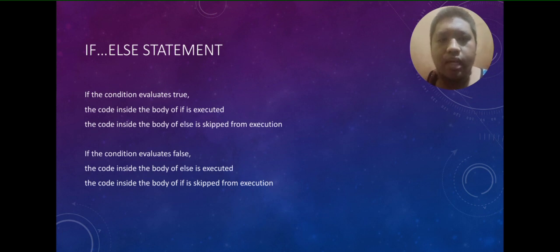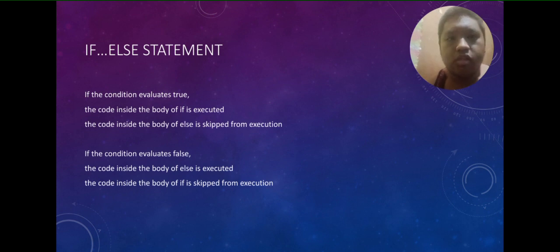If the condition evaluates true, the code inside the body of if is executed, and the code inside the body of the else statement is skipped from the execution. If the condition evaluates false, it is vice versa. So the code inside the body of the else is executed, and the code inside the body of if is skipped from the execution.